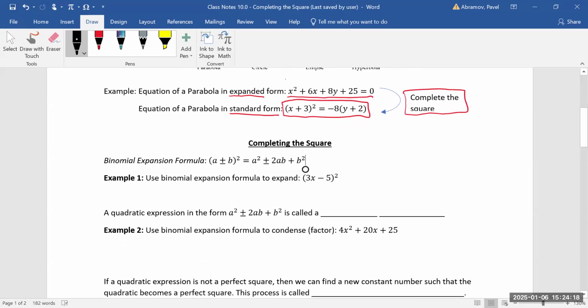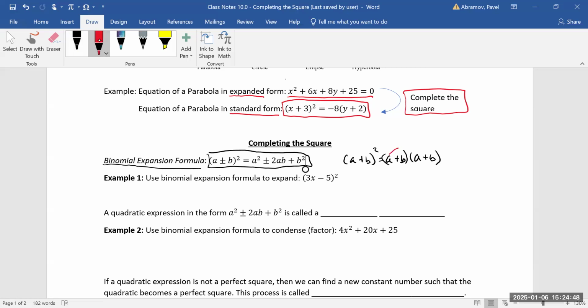So completing the square is directly related to the binomial expansion formula, a formula that we've seen before. So if you have a binomial that is squared, then we can expand it in the following way. So really quickly, I'll show how this works. So let's say we have (a plus b) squared. Then it's the same thing as (a plus b) times (a plus b) again.